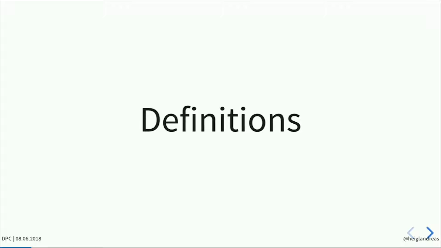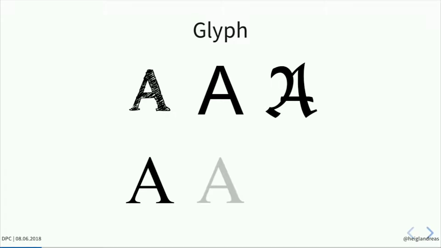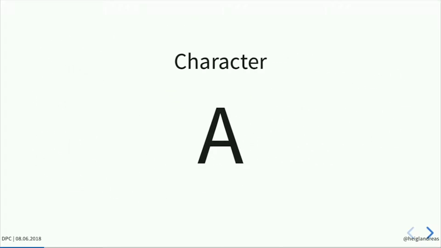Before we go into handling these things, we need to define some things. Who of you knows what a glyph is? Okay, some people? Fine. For those that don't know what a glyph is, this is a glyph. This is another glyph, and this is one. And these 3, even though they might look the same, are different. So a glyph is a visual representation of a character. The character is the A, and how the A looks on your screen or on your paper, that is a glyph.